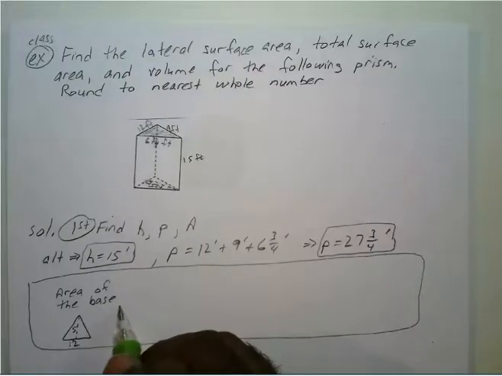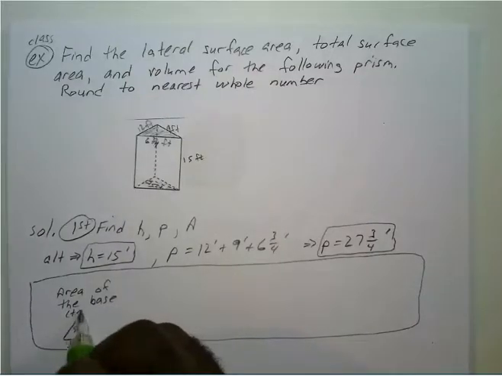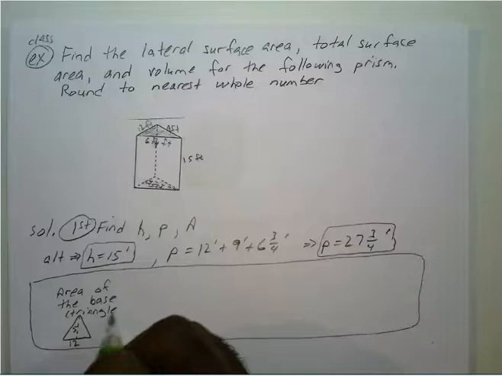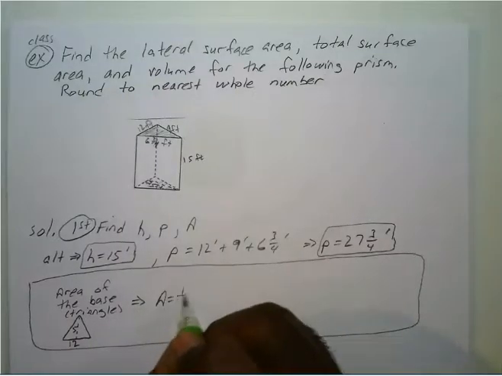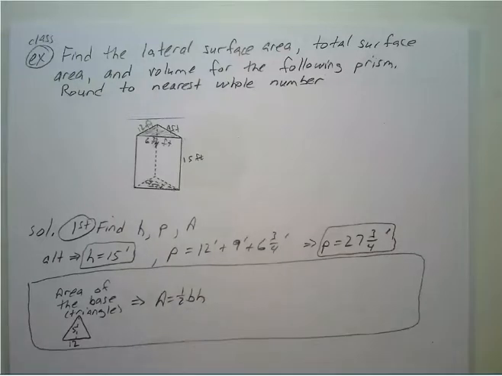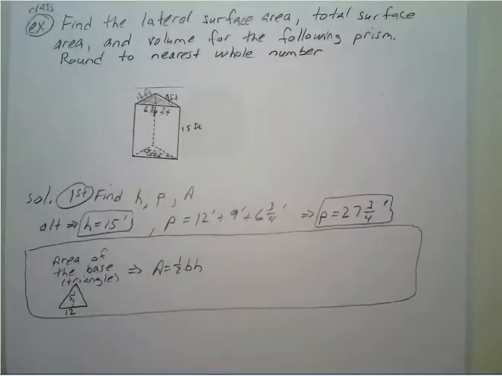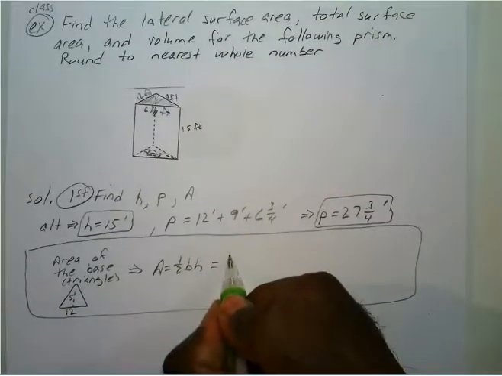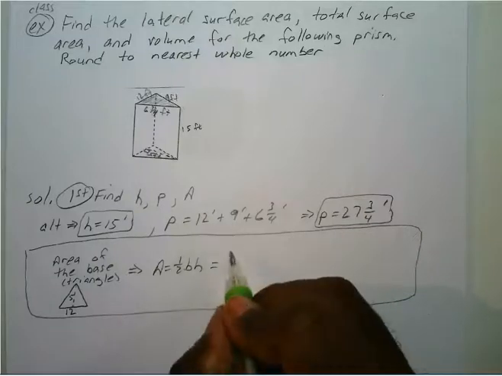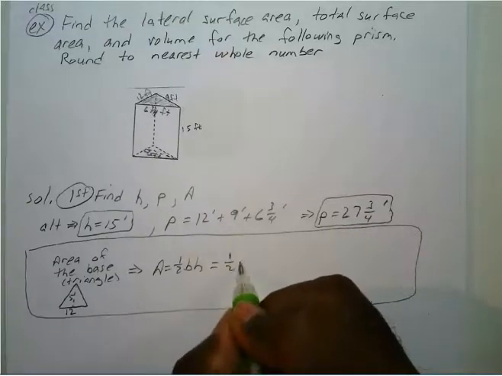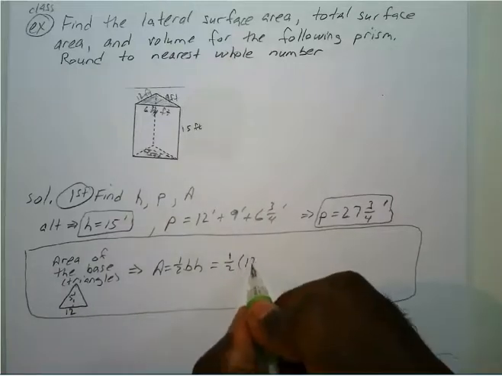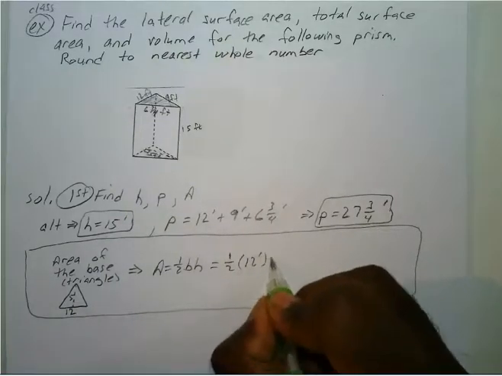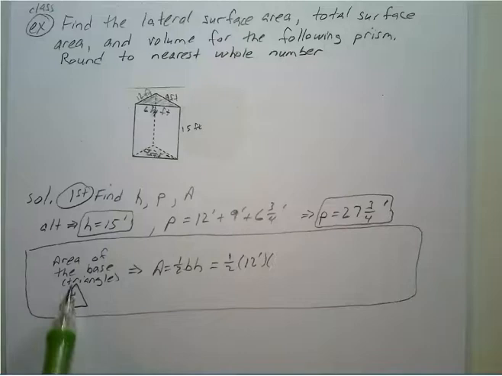Okay, so we know the area of a triangle is 1/2 the base times the height. So that's going to be 1/2. If you want, you can make 1/2 0.5. It's up to you. 1/2 the base, which is 12, times the height, which is 5.